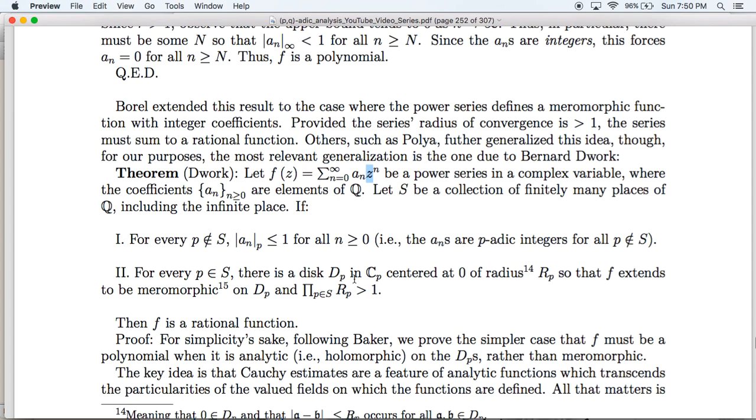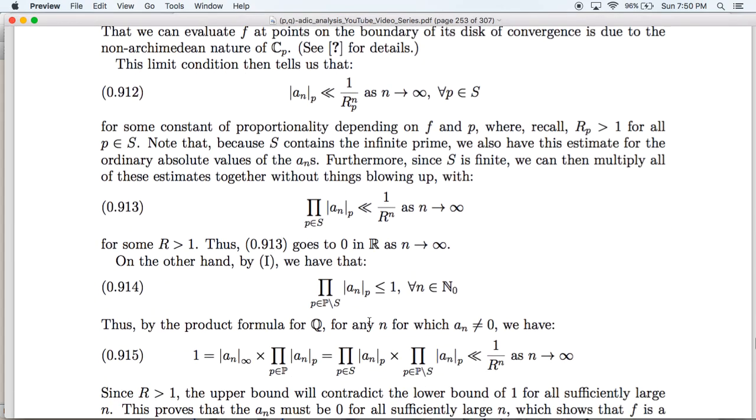On the other hand, by 1, if p is not in our set of primes S, this is going to be a p-adic integer. And so in particular, this is true for all of the primes p. So the product over all of these primes has to be less than or equal to 1. Note that for any given n, there are only finitely many primes p for which this absolute value is not equal to 1. So this product is convergent.